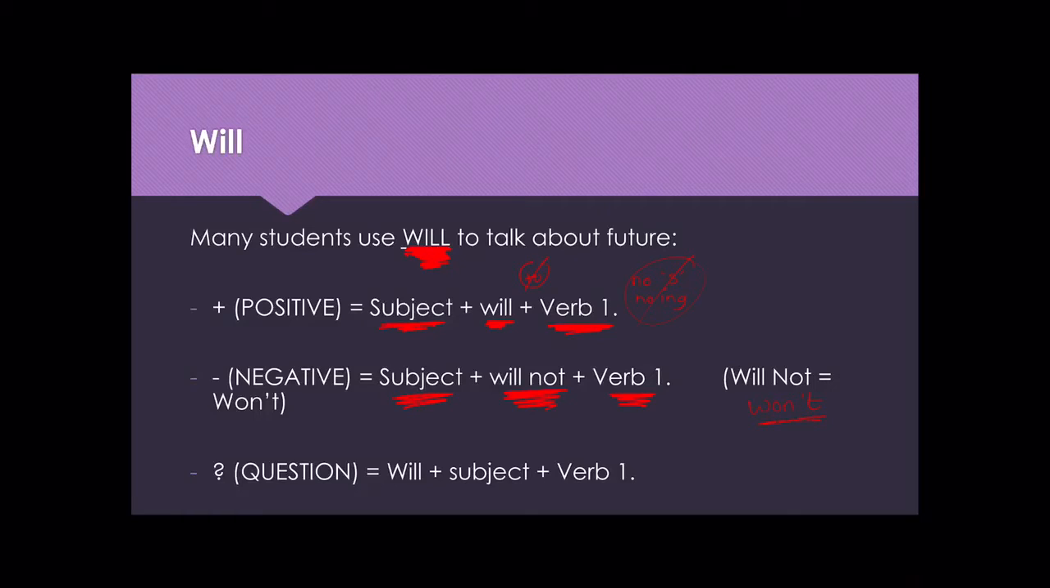And like most of the grammar we study in stage 2, when we make a question, we just switch these two around. So we put will first and subject second. Will you sleep after class? Will you pass the exam? Will you finish the homework? And then of course, a question mark.